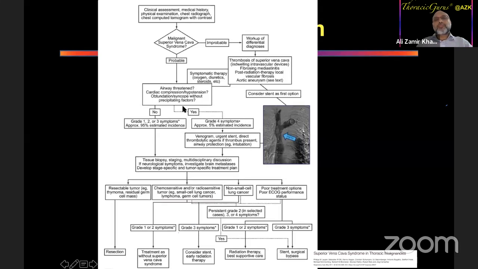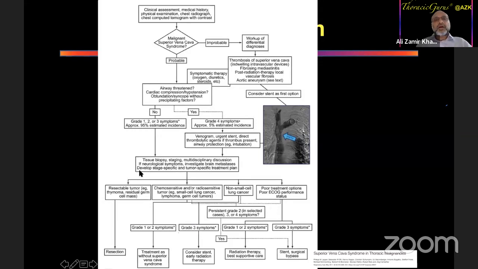Okay, so this is the pathway when the patient is compromised. If the patient is not compromised, if he's got grade 1, 2, or 3 symptoms, then go in for tissue diagnosis, staging. Most importantly, you must have a multidisciplinary discussion because the moment the SVC has got involved, it means the tumor is more than just a simple early stage tumor. So you have to have a multidisciplinary discussion.